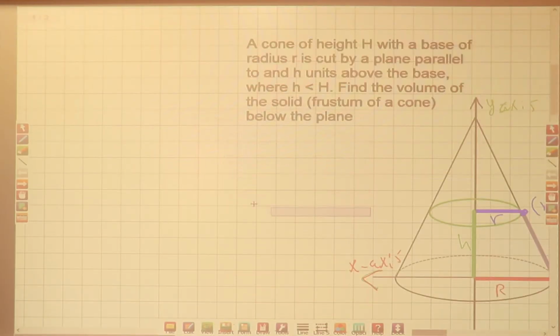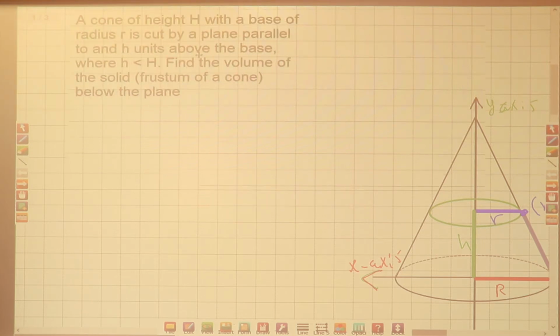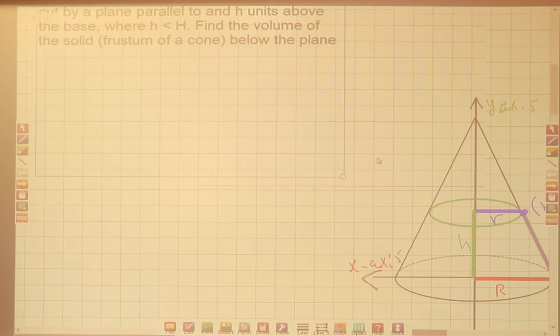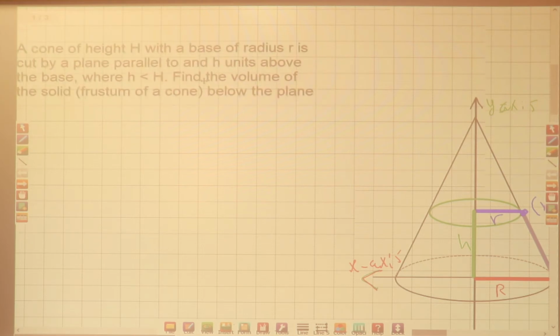Then this is my problem. A cone of height H with a base of radius r is cut by the plane parallel to the x-axis and h units above the base, where h is less than H. Find the volume of the solid, which is the frustum cone below the plane.